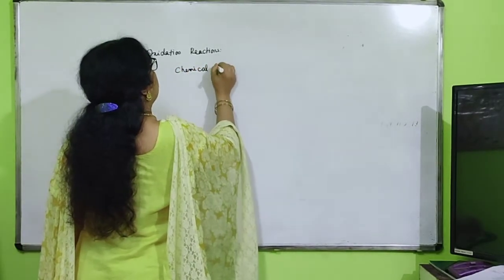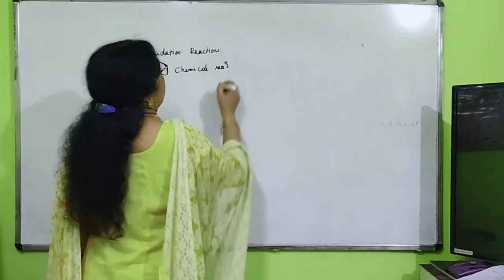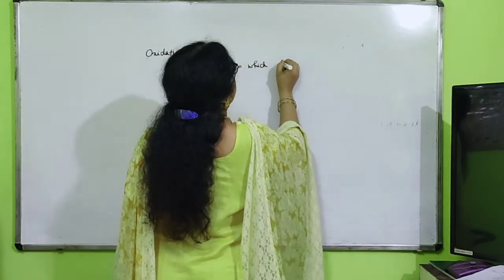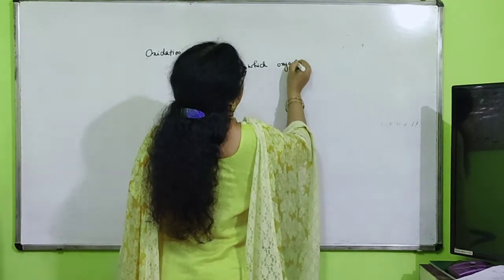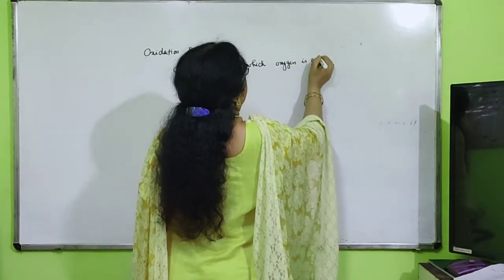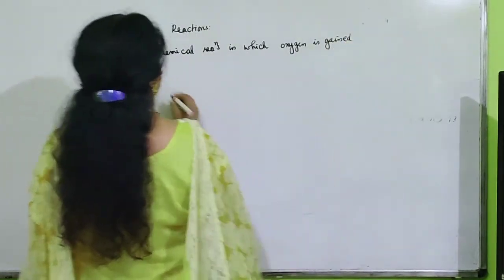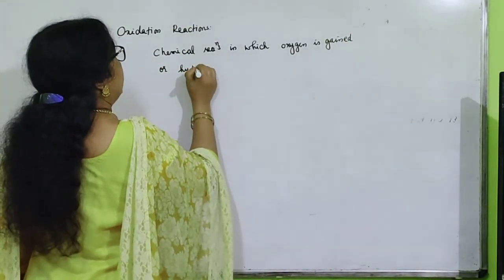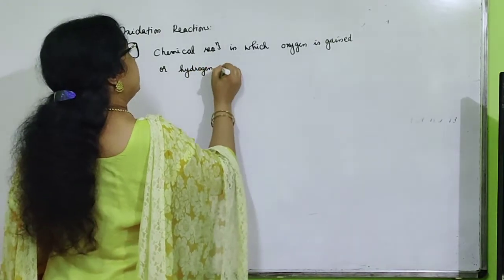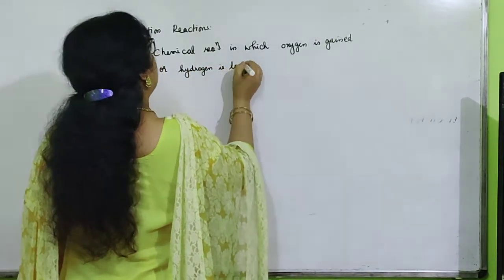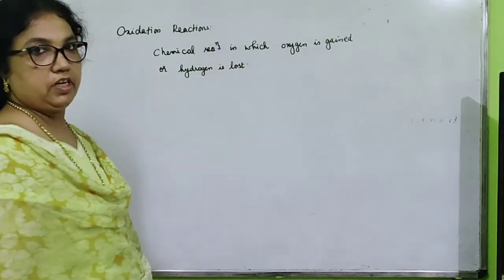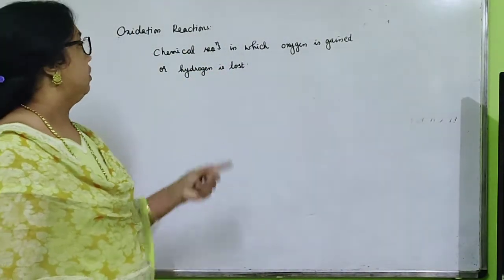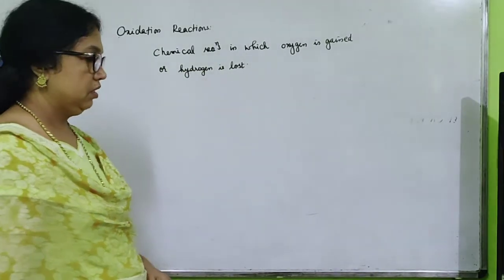Chemical reactions in which oxygen is gained or hydrogen is lost are called oxidation reactions. The chemical reaction in which oxygen is gained or hydrogen is lost.